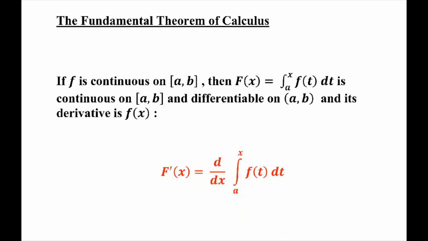So if you have a continuous function f on the closed interval [a, b], and you define a new function uppercase F of x to be the integral from a to x of f of t dt, where x is between a and b, then F of x is going to be continuous on the closed interval [a, b] and differentiable over the open interval (a, b). Then it says the derivative is just going to equal the function evaluated at x. So really all that happens is the upper limit, which is x, gets plugged in.